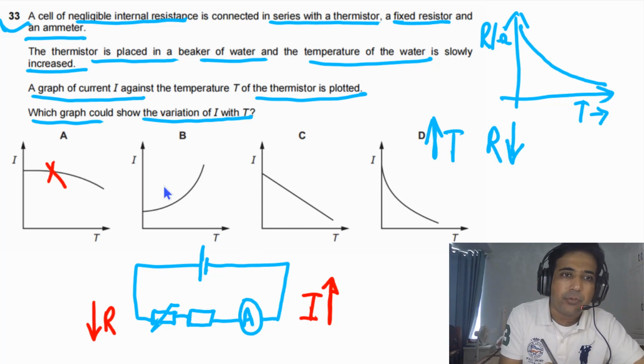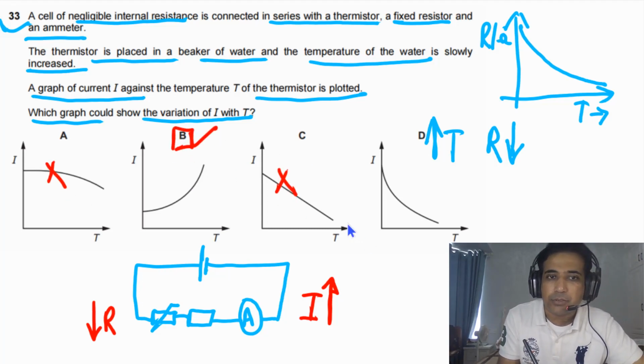So it means this is not possible. So this is our possible answer. This is not possible. This is telling you decreasing. This is also telling you decreasing.